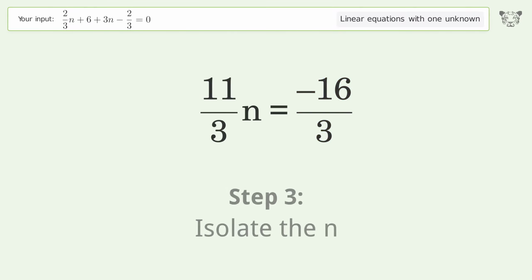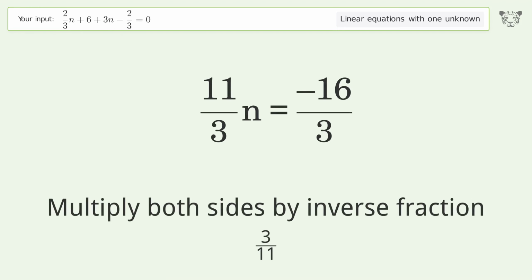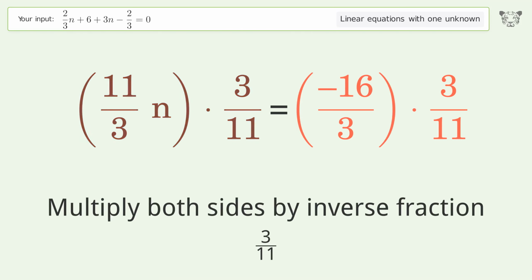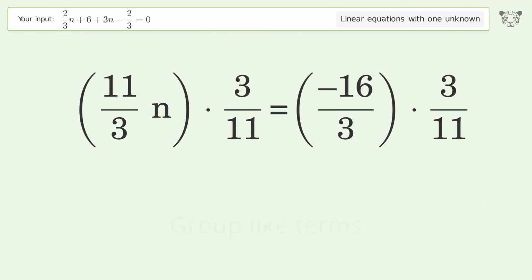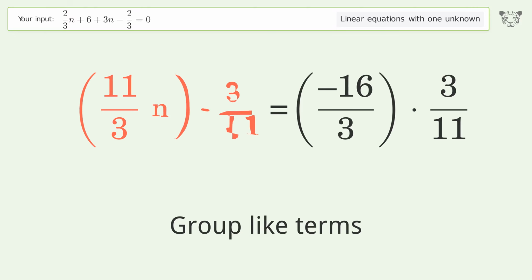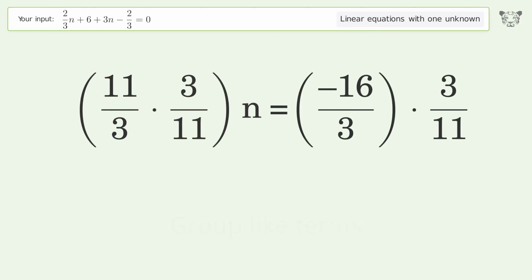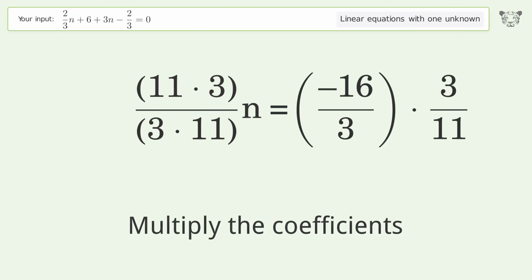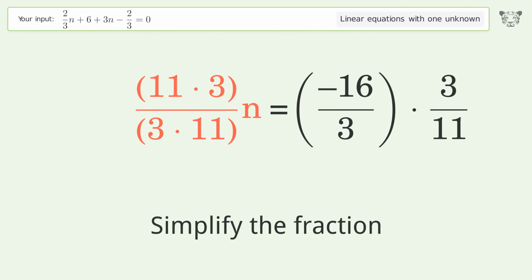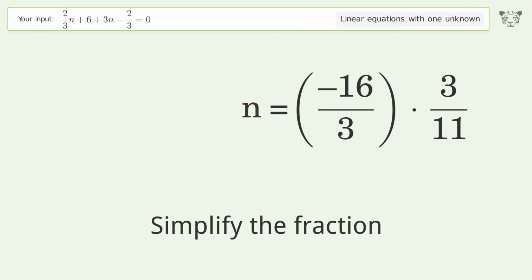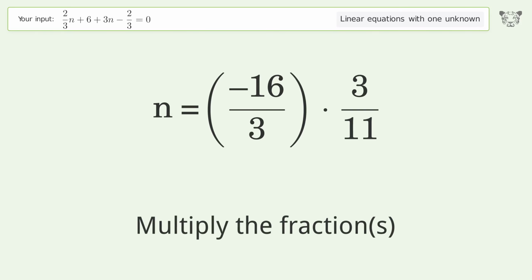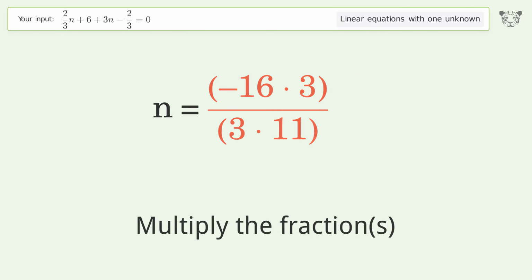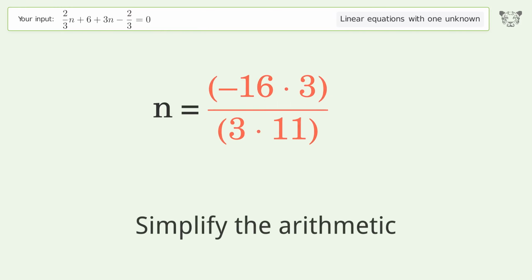Isolate the n. Multiply both sides by inverse fraction 3/11. Group like terms. Multiply the coefficients. Simplify the fraction. Multiply the fractions. Simplify the arithmetic.